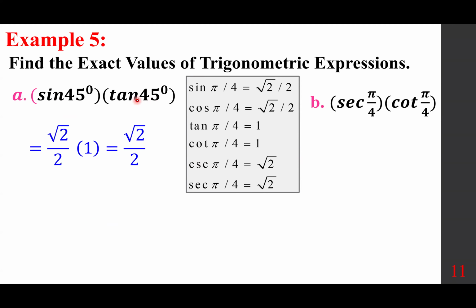The next trigonometric expression, secant of pi over 4 times cotangent of pi over 4. And again, if you don't remember them, how do you get to secant? Secant is 1 over cosine. You can go that route. In this case, I'll put the numbers here. But remember, this is the reciprocal of this number, which makes it square root of 2. This is the reciprocal of this number, which makes it 1. So it's square root of 2 times 1.